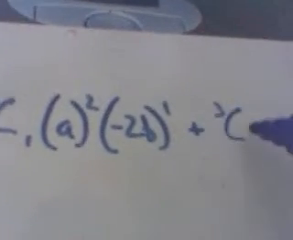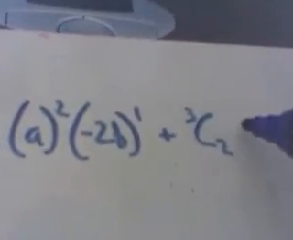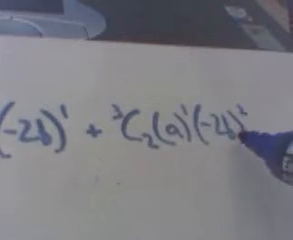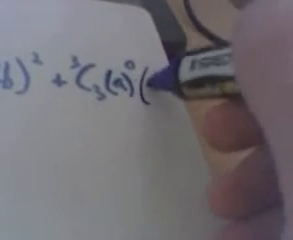Plus 3 choose 2. A goes down to 1. Minus 2b is up to 2. So if you think negative 2b, or any negative squared, makes it positive, so we know this is going to end up positive. And then the last one is 3 choose 3. A to the nothing. And then we've got minus 2 cubed. My bad handwriting there. A negative cubed is going to be a negative, so we know the final term's negative.